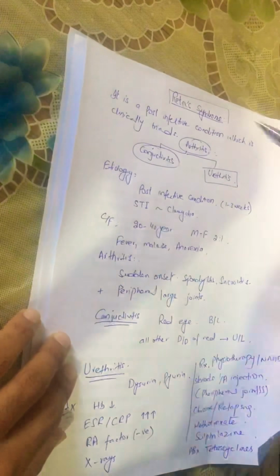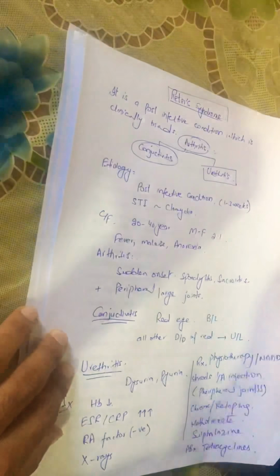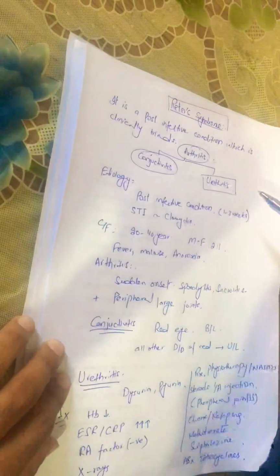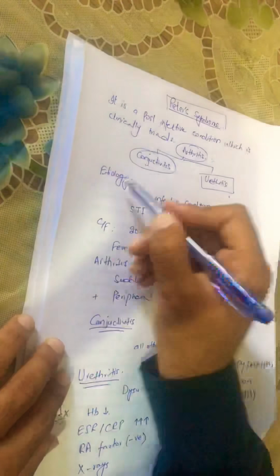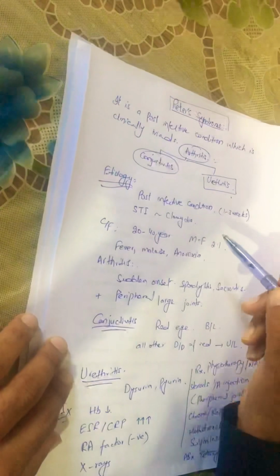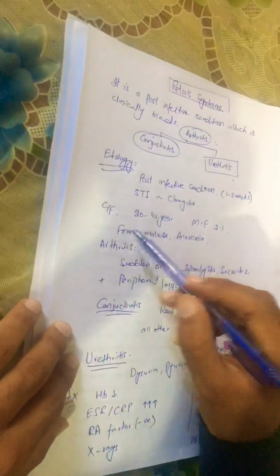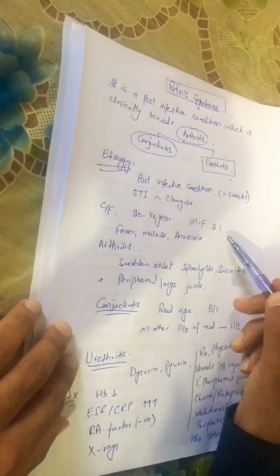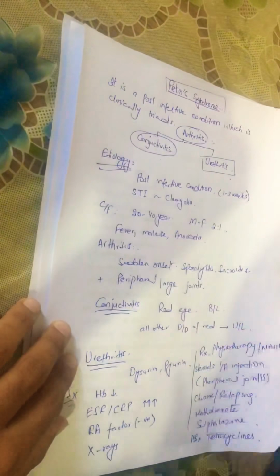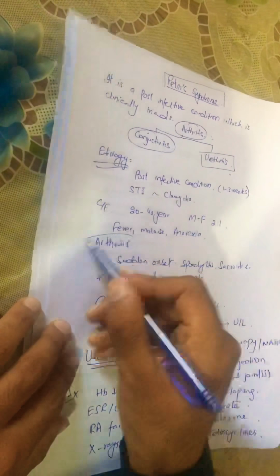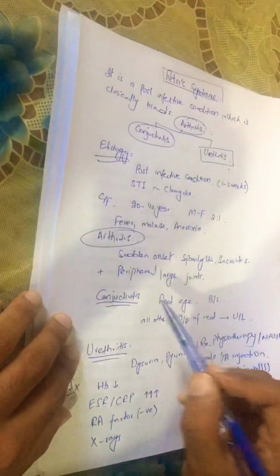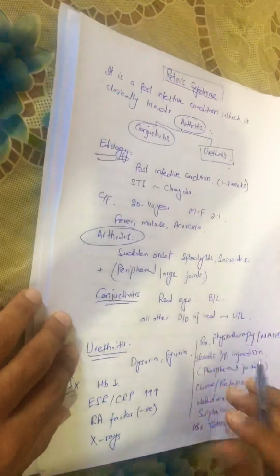So it's very important: the definition, it's a post-infective condition, classical triad like arthritis, conjunctivitis, and urethritis. In etiology, it is a post-infective condition. Clinical features: 20 to 40 year age, male to female ratio 2:1, fever, malaise, anorexia. In arthritis, it's sudden onset, spondylitis, sacroiliitis, or it also involves the peripheral large joints.